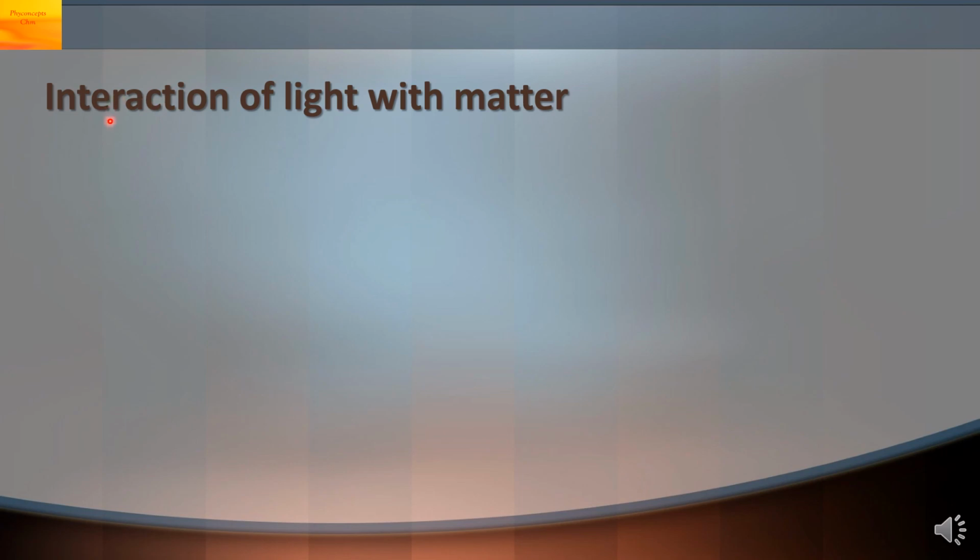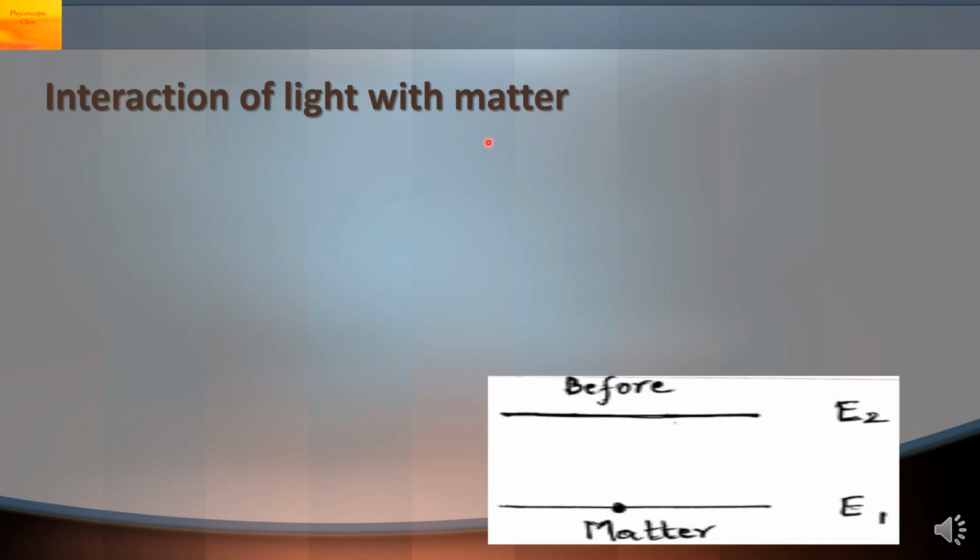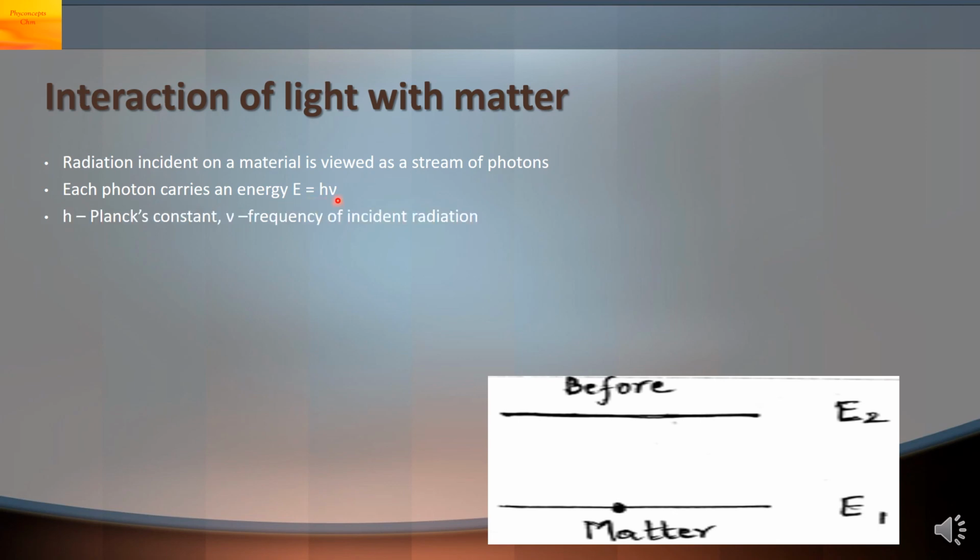We will see now the interaction of light with matter. When we talk about light, it is a radiation. Suppose the radiation is incident on the material. This radiation can be viewed as a stream of photons. A photon is considered a small packet of energy. Each photon carries an energy E equal to h nu, where h is Planck's constant and nu is the frequency of the incident radiation.